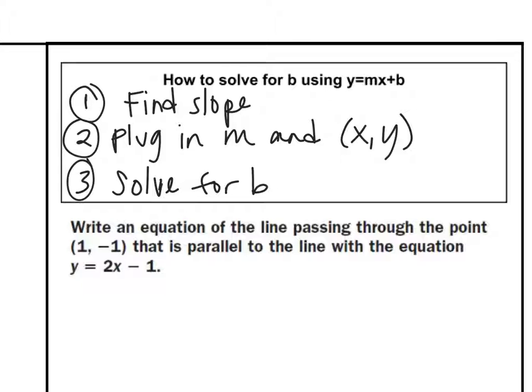So this first example says write an equation of the line passing through the point (1, -1) that is parallel to the line with the equation y equals 2x minus 1. So we want a new line that's parallel to 2x minus 1. So if it's parallel, Sophia, if it's parallel to that line, what would the slope need to be? 2. Right, slope needs to be 2 because they have to be the same.